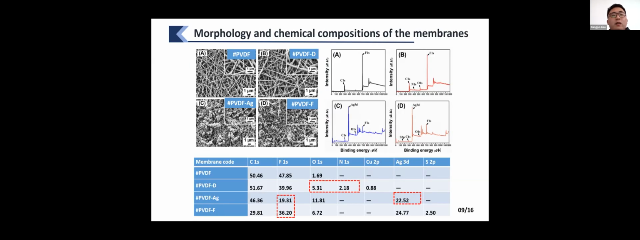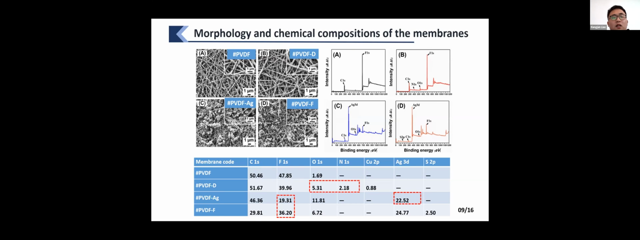This figure shows the membrane surface morphology. As we can see, the original membrane is composed of nanofibers with different orientations, and after the dopamine modification, polydopamine particles can be observed on the nanofibers. A large number of silica nanoparticles appear on the PVDF-silica membranes. The fluorination treatment did not change the membrane surface morphology.